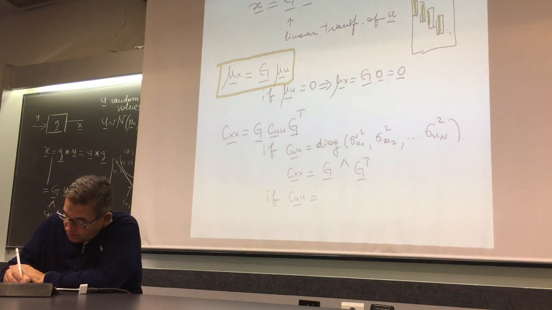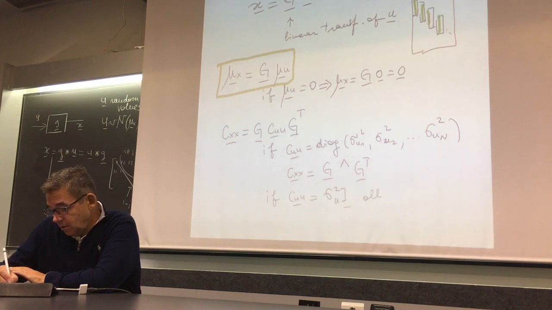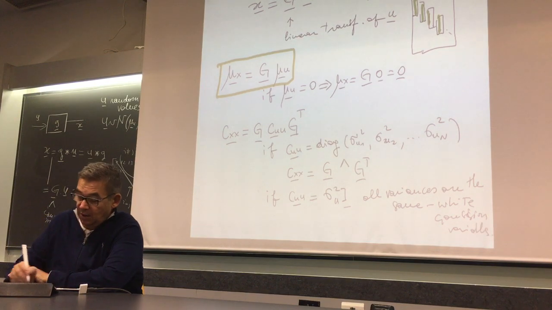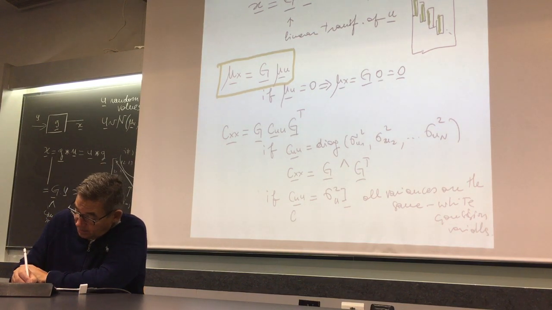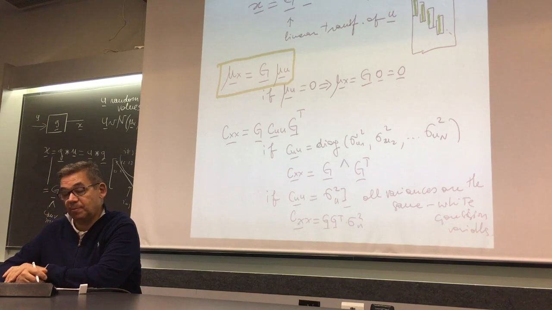But if again CUU is equal to sigma square identity, now in this case all variances are the same. This is the case of a white Gaussian variable. Then, if it is the case, CXX is equal to G G transpose multiplied by sigma square U.